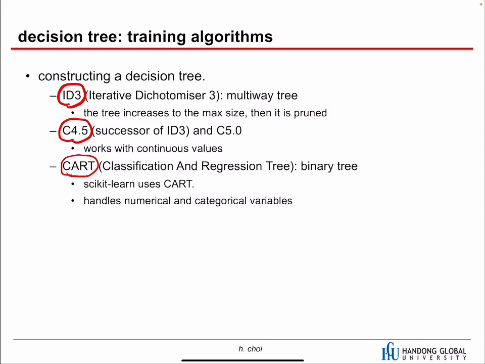ID3 can work with multi-way trees, as we have seen. And usually people use C4.5, C5.0 or CART. CART is, I think, more popular, and I think that's why sklearn uses CART. It uses numerical and categorical values.